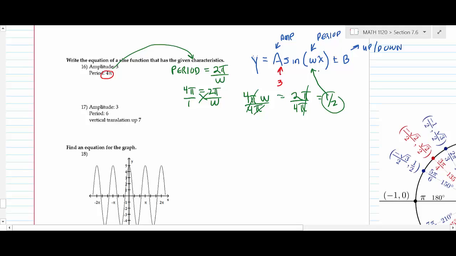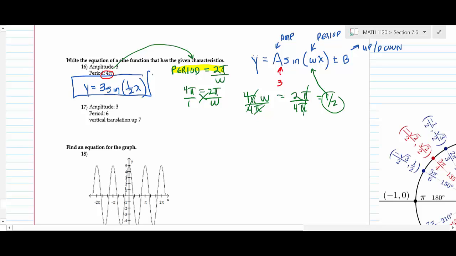Okay, if I give you the period, I don't give you what omega is, but I give you enough information to figure it out. Does that make any sense? Okay, you got this formula right here that you're going to use to find omega. So that means the answer to this problem is going to be y is equal to the amplitude, which is 3, and then we have the sine of omega, which is 1/2 times x, and that's it, okay? Okay, all right, any questions about that?